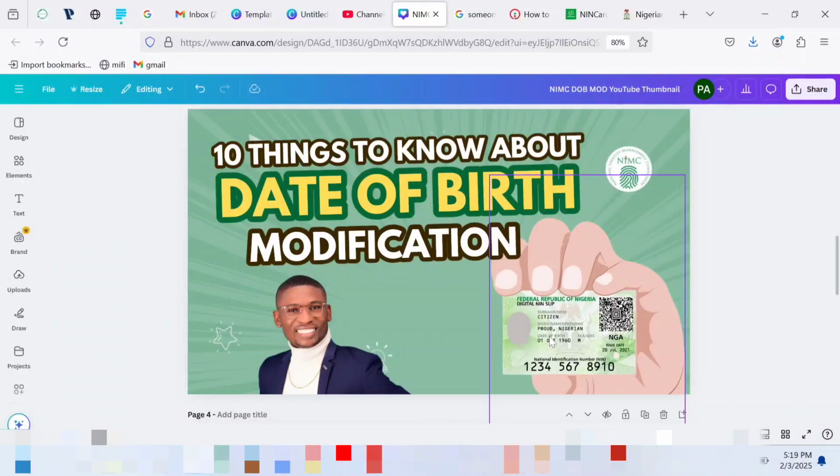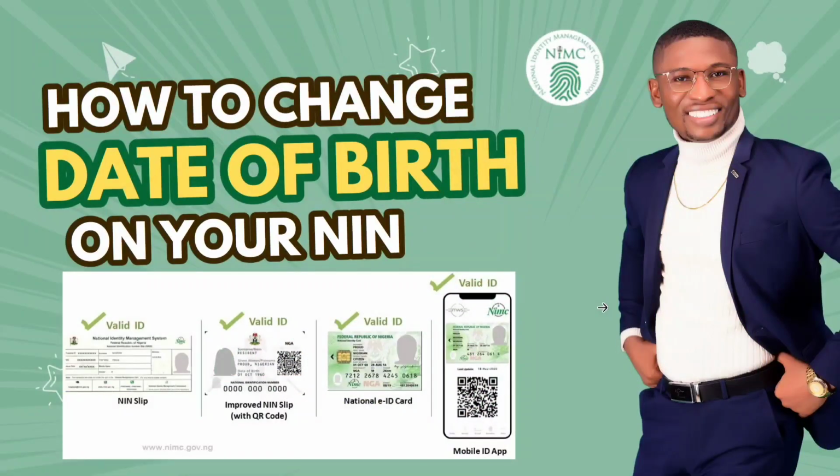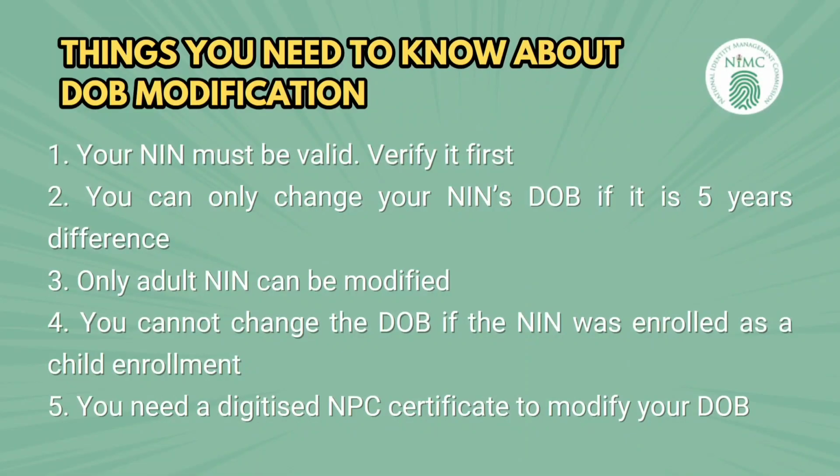All right, so because you realize certain things you didn't know from the beginning, this is what this video is all about. Sit with me and let's go right into these 10 things. There are things you need to know about date of birth modification on your NIN. I'm going to run through them very quickly. Number one, your NIN must be valid. That's the first thing. You cannot change anything on an NIN that is not valid. Your NIN must be valid.